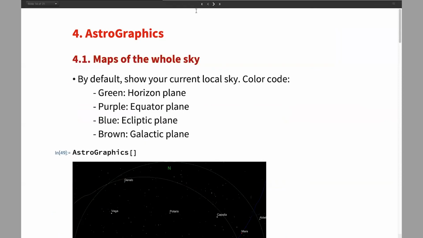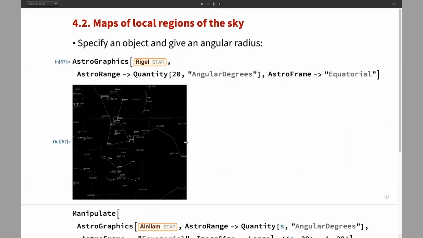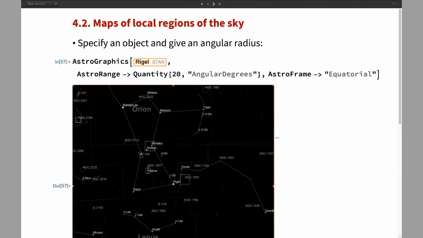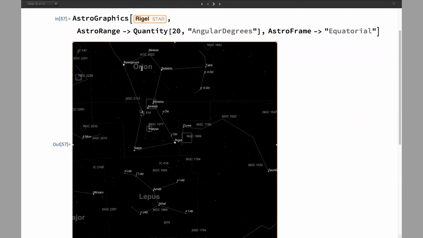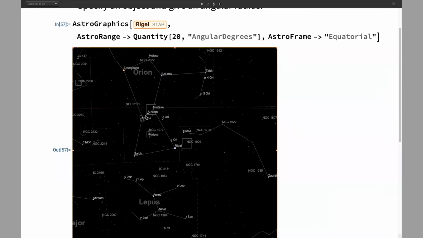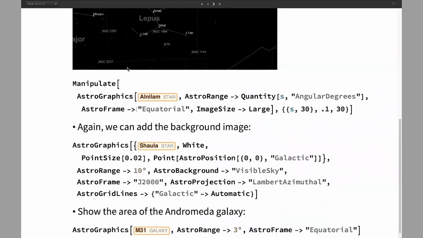Now, those were maps of the whole sky. We can look at maps of a small region of the sky. For example, around Rigel, that's the star, with an angular range of 20 degrees in the equatorial frame. So we see stars here. We see things like diffuse nebulas. We see the constellations, the lines of the constellations. We can, for example, zoom in. We are going to zoom in around this point.